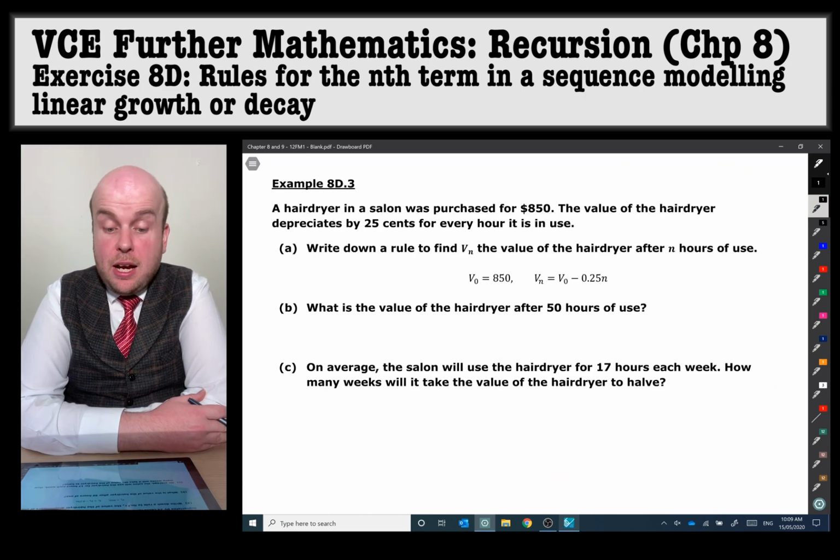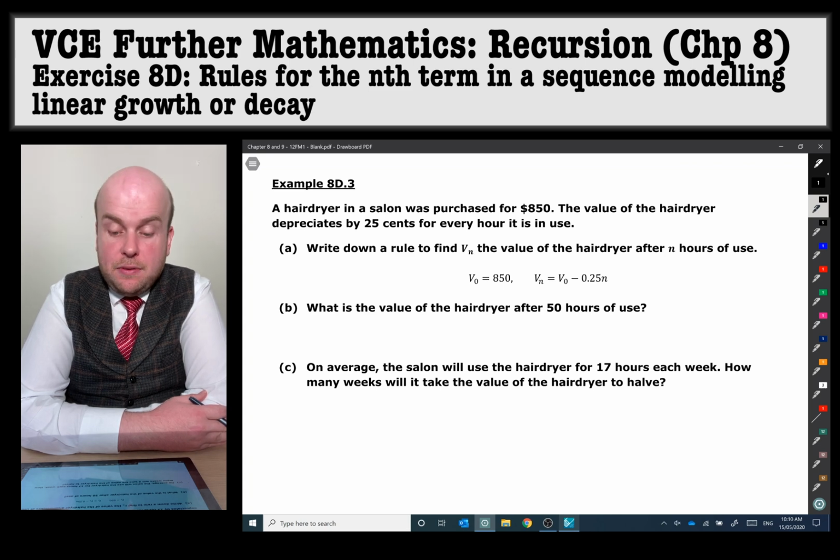8D.3. A hairdryer in a salon was purchased for $850. The value of the hairdryer depreciates by 25 cents for every hour that it's in use. Write down a rule to find Vn, the value of the hairdryer after n hours of use. Well, actually, I've already done that there. We see that V0 is 850. Vn is equal to V0, take away 0.25n.